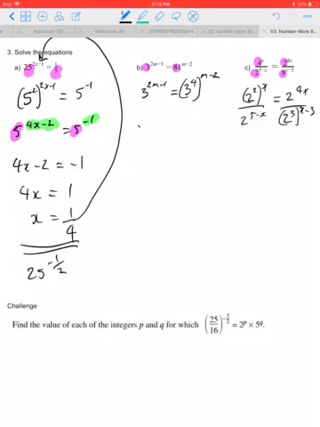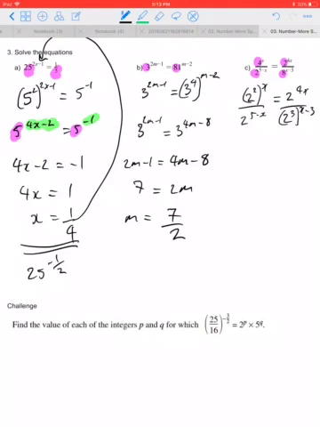So this one here, this is 3 to the 2m minus 1, matches 3 to the 4m minus 8. 2m minus 1 equals 4m minus 8. So that's 2m is equal to 7. m is equal to 7 over 2. Okay. I'm not going to check that. I'm just going to move on and hope it's right.